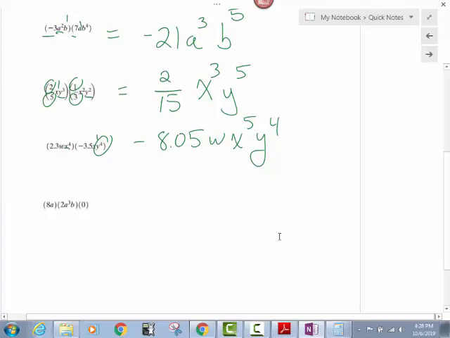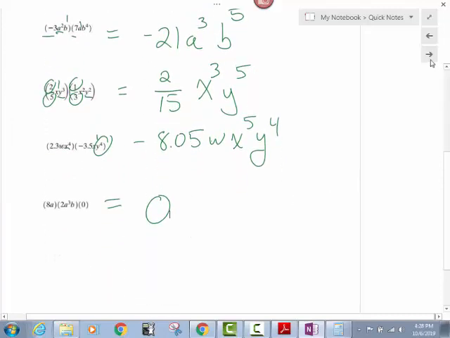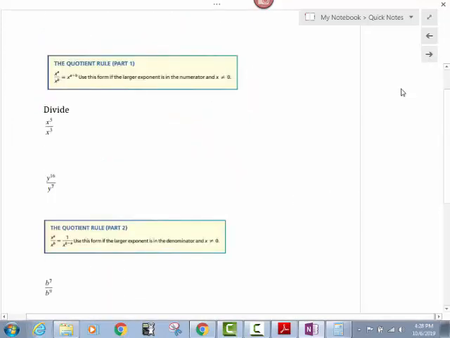And so the next one here, I want you to notice we have 8a times 2a to the third b times 0. Remember, anytime we multiply by 0, the answer is just 0, okay? So let me go to my next page. Okay, so we have something here called the quotient rule.